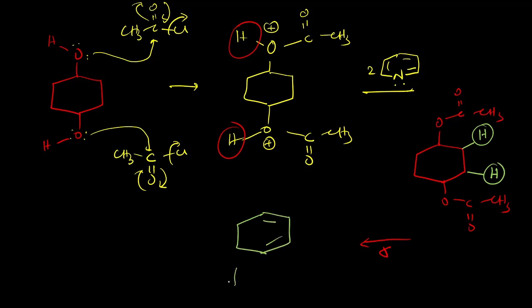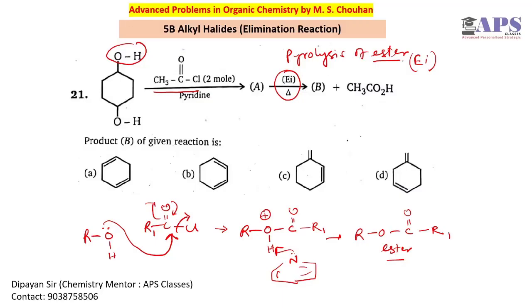So this will be your final product. Why do we have this kind of alkene? Because this is a conjugated alkene, and that is why it is more stable. If you look at the answer, the conjugated alkene is B, so this will be your final product.